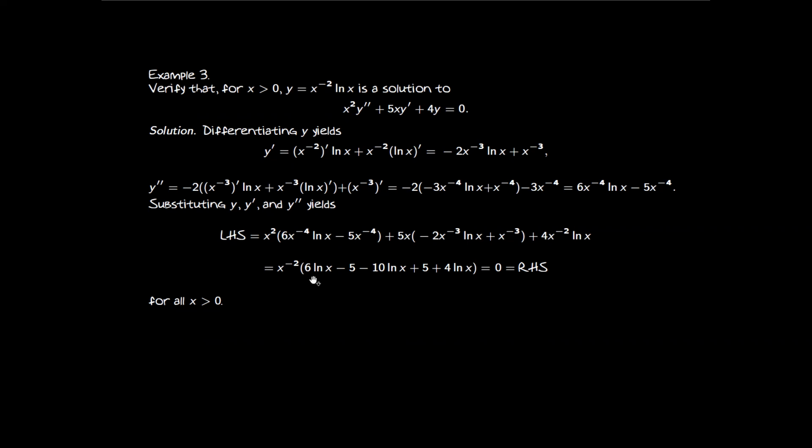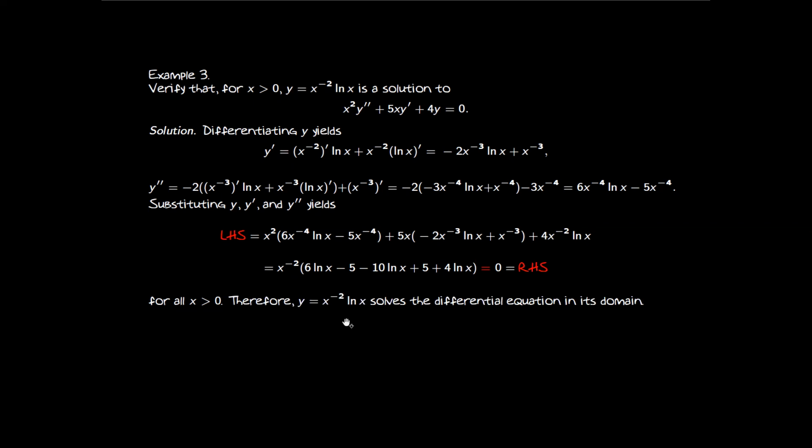You have 6 minus 10 plus 4, times natural log of x, which is 0. And the constants will also be 0. So we end with 0, which is the right-hand side of the equation. So we know the 2 sides are the same. Therefore, the proposed function is going to solve the differential equation.